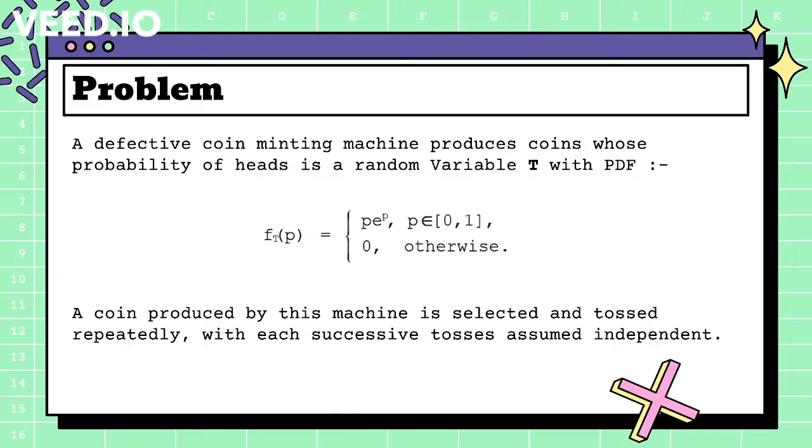So the problem is: a defective coin minting machine produces coins whose probability of heads is a random variable t, whose probability density function is given here. A coin produced by this machine is selected randomly and tossed repeatedly, with each successive toss assumed independent. So this problem is a three-parter.